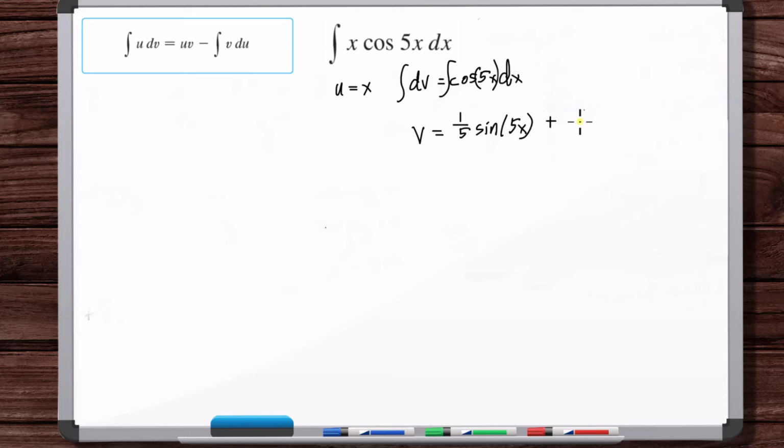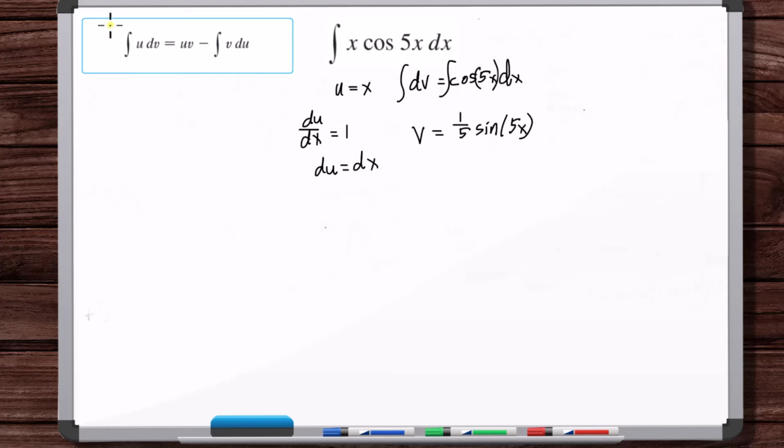Now, you might ask, what about the plus c? Technically this is the antiderivative with the plus c, but with integration by parts, you don't worry about the plus c at this stage. If we carried that plus c through the process, it would just get absorbed into the final plus c. Now we've got u, dv, v. How do we get du? We take this derivative. du/dx is equal to 1, so du is equal to dx. So now we've got everything we need to write all this out.